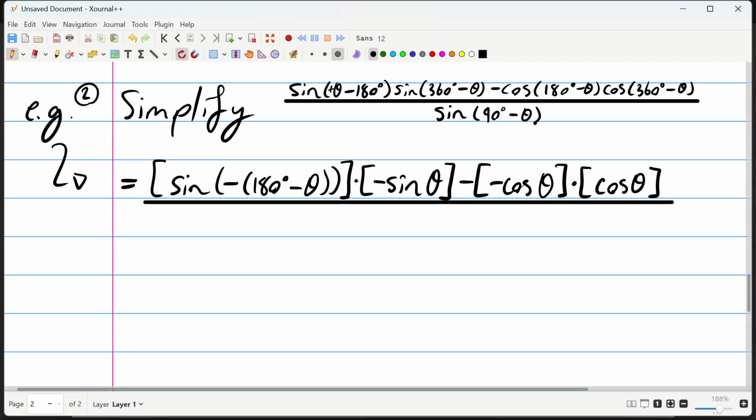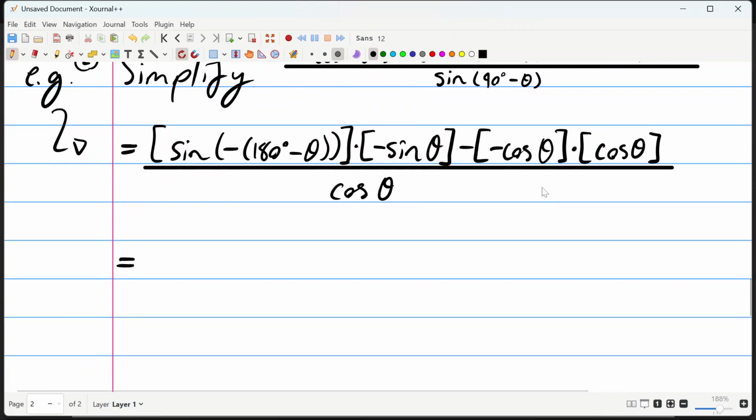And then the last one, in the denominator, we have sine of 90 degrees minus theta. Now notice 90 degrees minus theta is in quadrant 1, meaning everything is positive. So we'll keep the answer positive, and because it's 90 degrees, it's a co-ratio, meaning it'll change to cos, and then we just drop the 90 degrees. Okay, and it's positive because it's first quadrant.